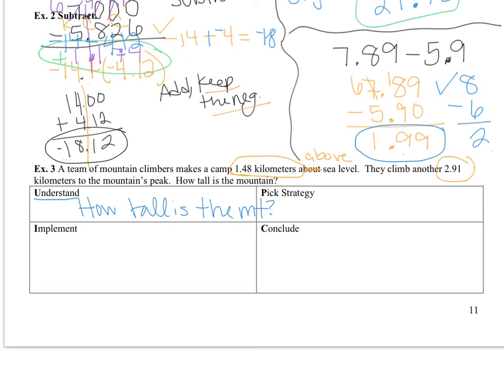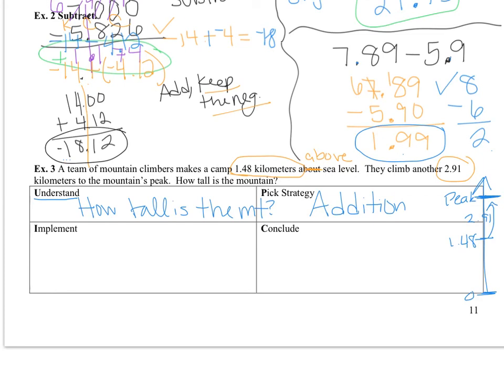So strategy. I'm thinking off to the side here. I'm climbing a mountain. I'm here. This is sea level at 0. So we went up 1.48, and then the next day we climbed another, so the distance up is 2.91. The peak is what we're trying to find. That looks like an addition problem to me. We are going to add those two numbers together.